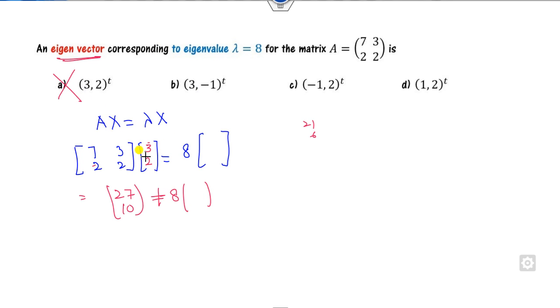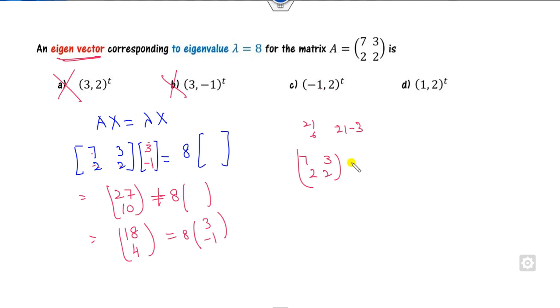Look at the second option. If it is 3 and minus 1, it will be 21 minus 3, it's 18. 6 minus 2, 4. Can you write this in terms of 8 times of 3 minus 1? No. This option is also cancelled out. Now look at the next option, minus 1, 2. So it's minus 7 plus 6.